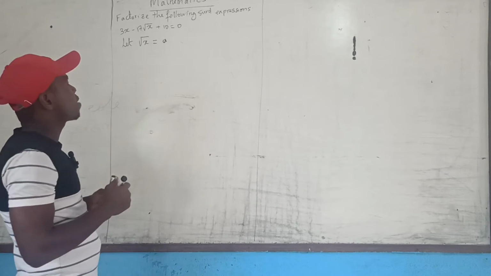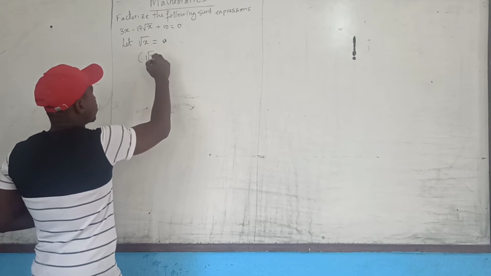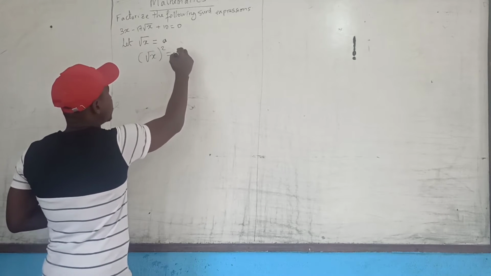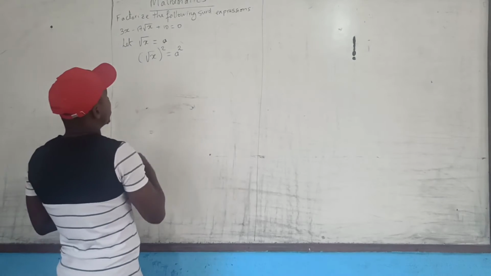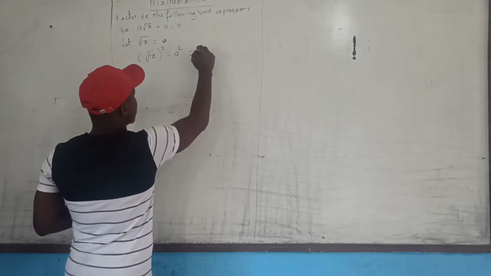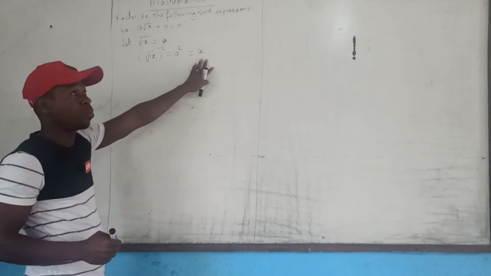If square root of x is equal to small a, that means square root of x squared will give us small a squared. And square root of x squared is the same thing as x. Means x is equal to a squared.